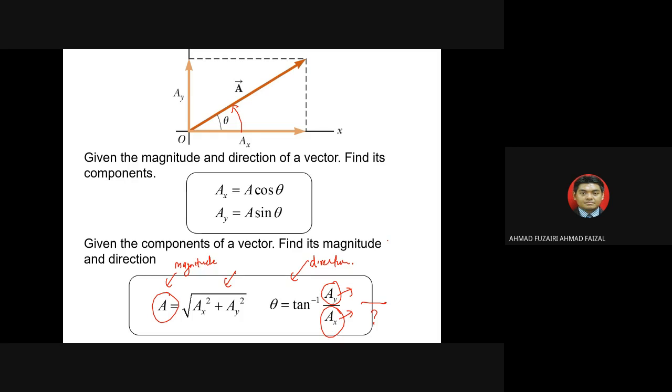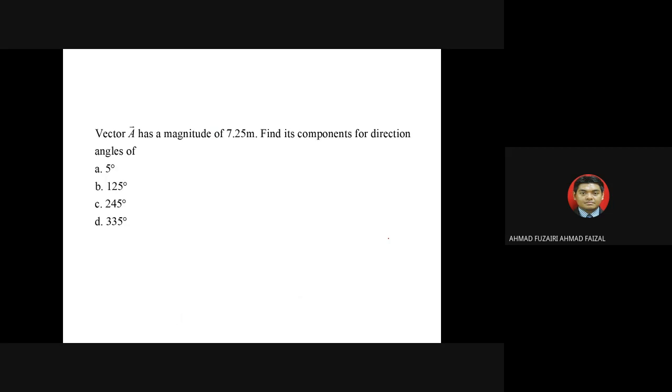Okay, so vector A has a magnitude of 7.25. Find its components for the direction of angle, maybe they will give you an angle of 125. You should know which quadrant it is. 125 is quadrant 2, because quadrant 1 only covers 0 to 90. And how about quadrant 3 and quadrant 4? You need to know the mnemonic, all science teachers crazy.